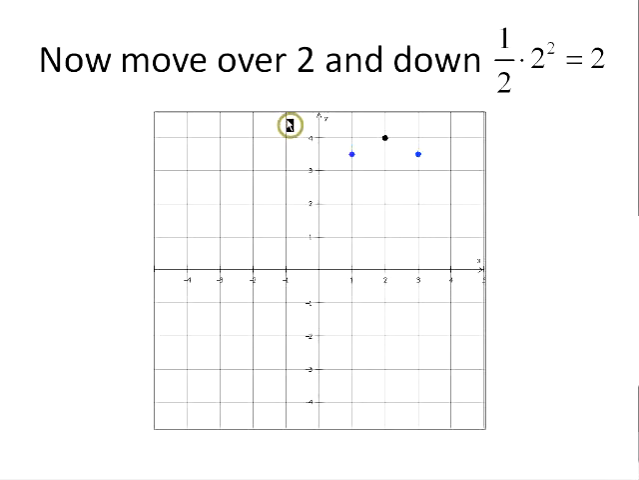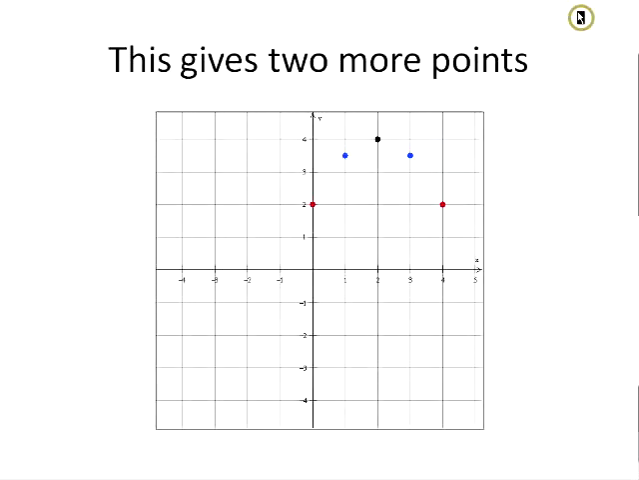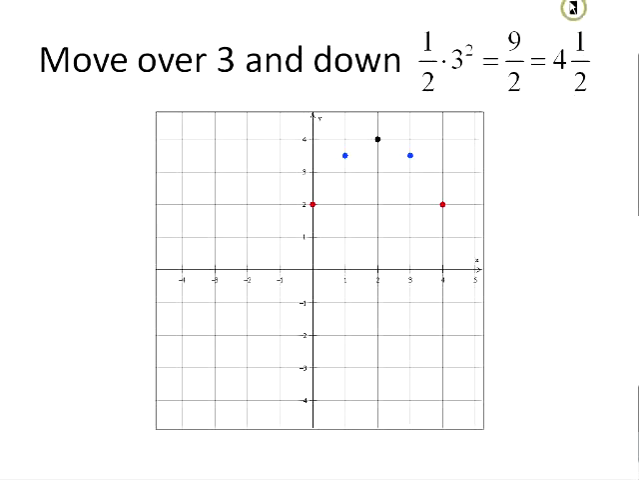If we move over 2, we're going to go down 1/2 times 2 squared. The 1/2 is from the negative 1/2, the A number, and the 2 squared is what we're moving over, and because it's a quadratic, we move down 2 squared. Computing this, we see that we get 2 down, so if we move over 2, we go down 2, to the left 2, down 2. 2 more points.